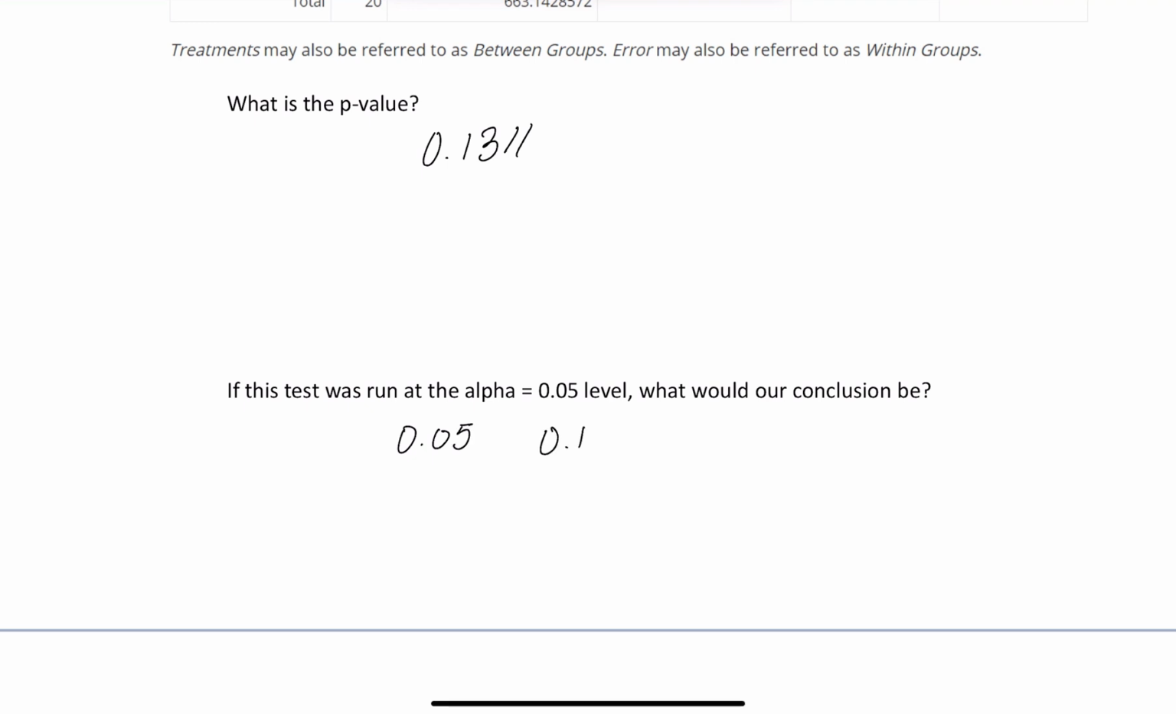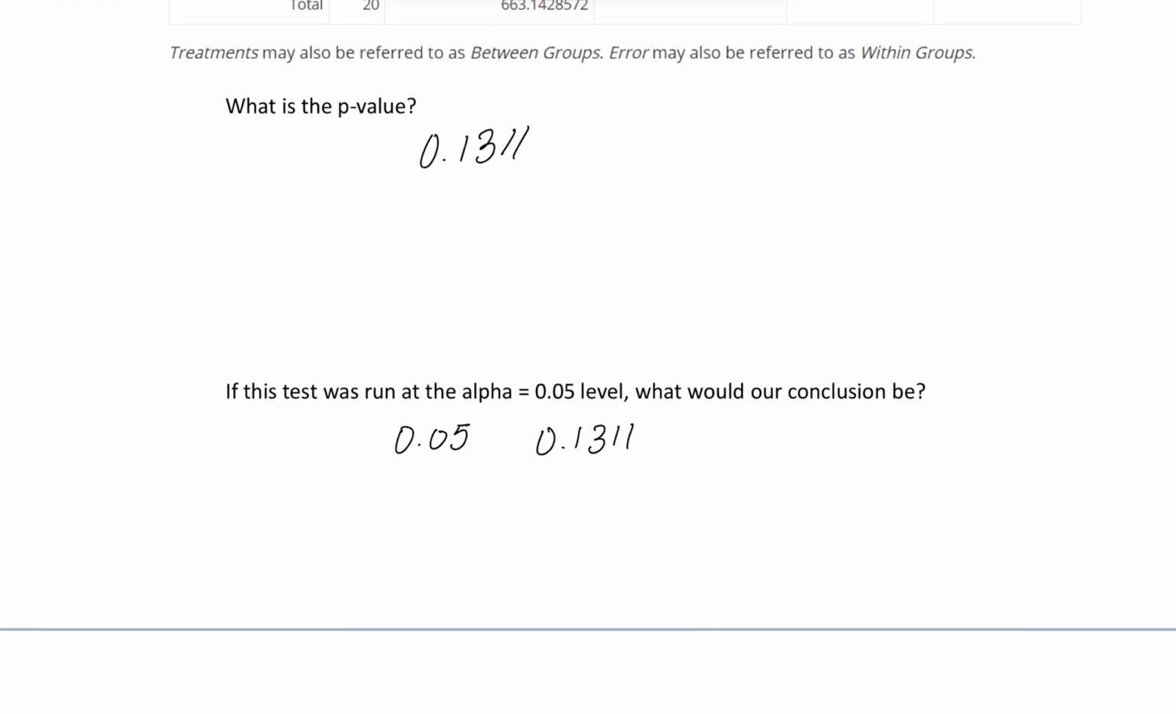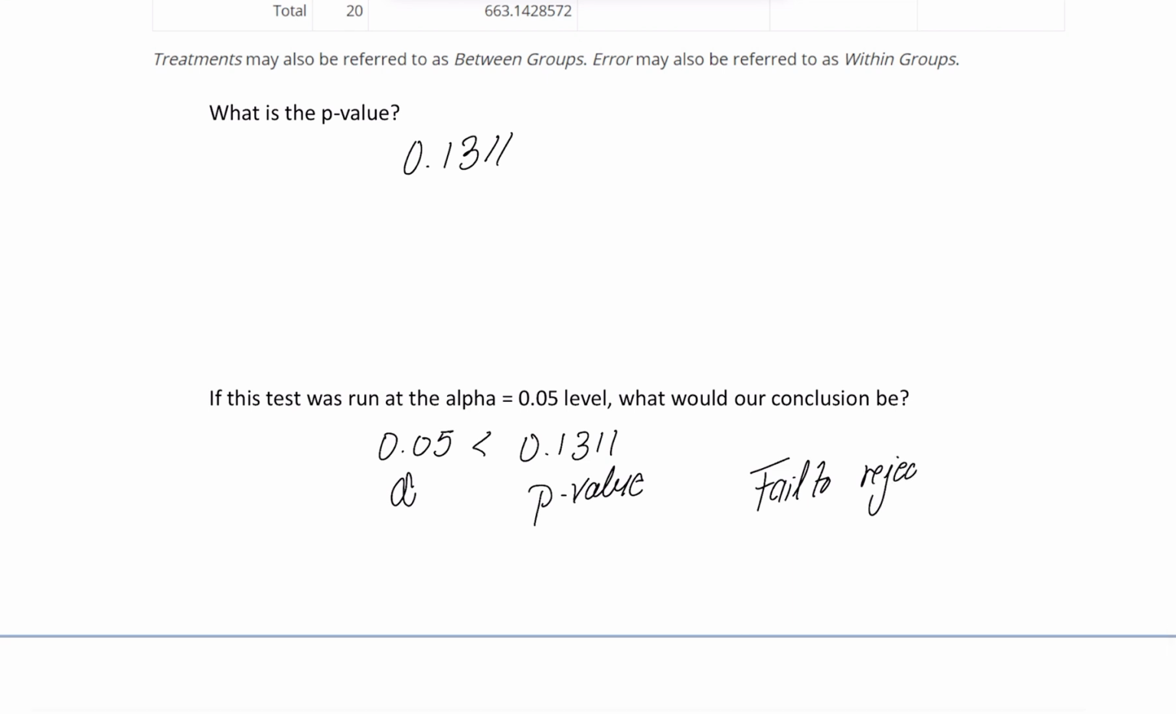Okay? So here we have 0.05 and 0.1311. You have our alpha and our p-value here. So here we see that our p-value is greater than our alpha. This means that we're going to fail to reject the null hypothesis. Okay. So remember that fail to reject based off of p-values and alphas is super, super important for this exam. You're going to run into a decent amount of those questions.